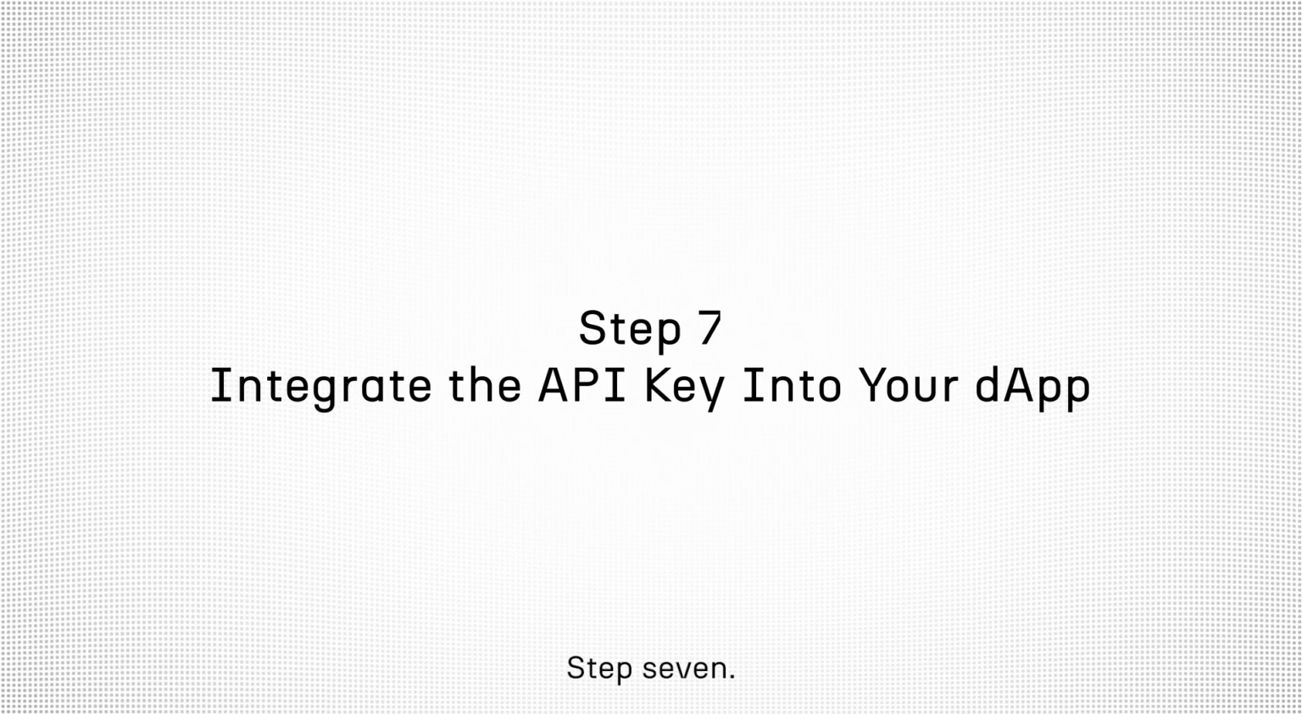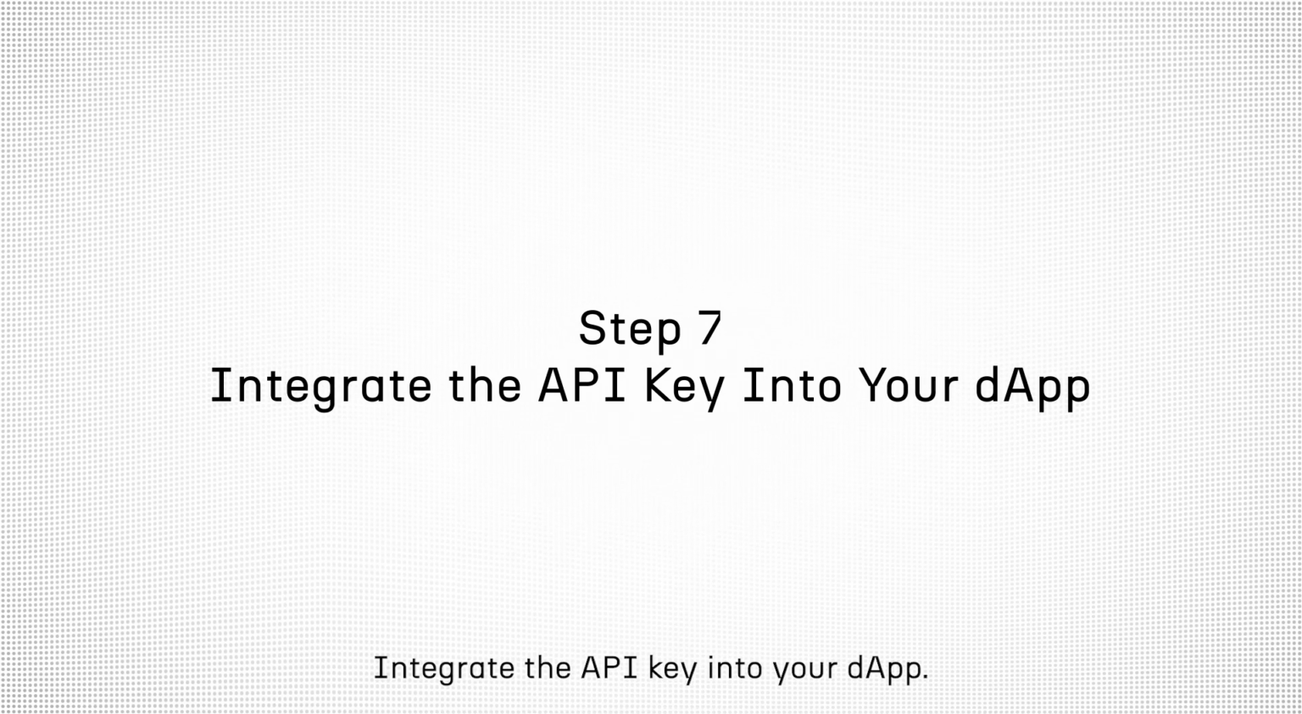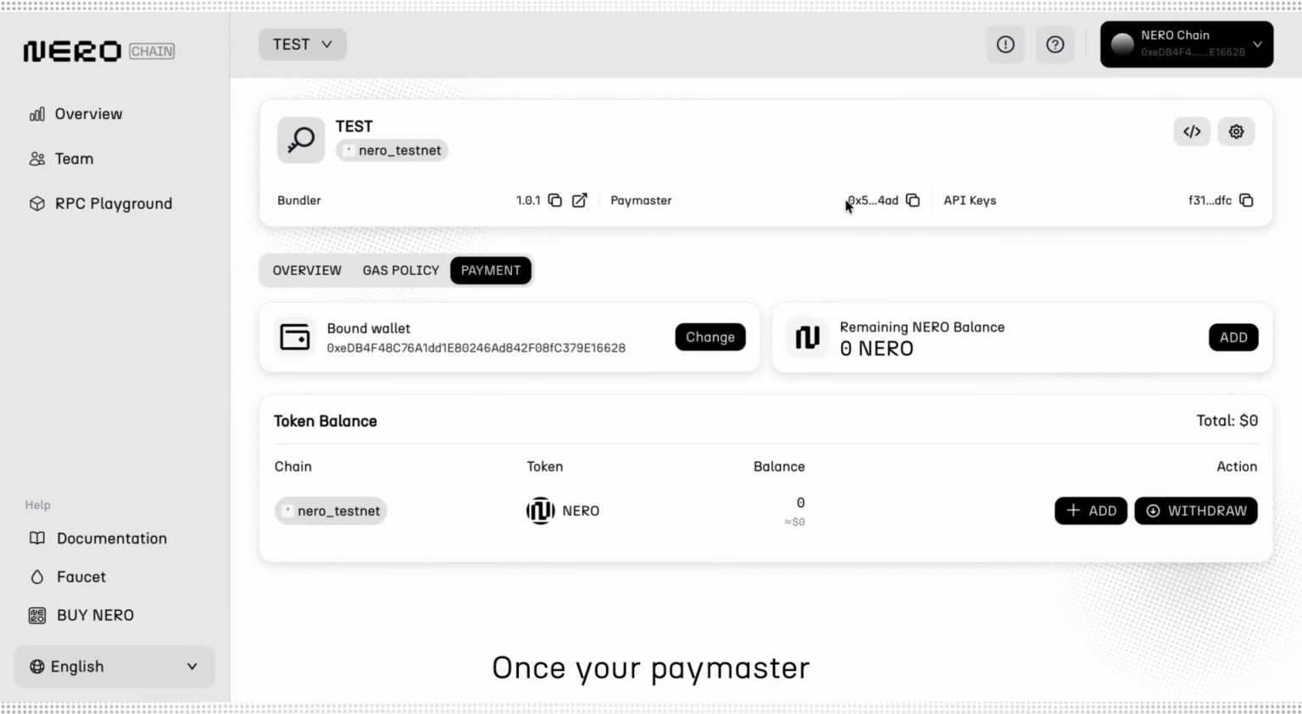Step 7. Integrate the API key into your dApp. Once your Paymaster policies are configured and your API key is funded, integration is straightforward. Simply pass your API key into your UserOp SDK configuration, and every user operation your dApp sends will automatically be routed through your Paymaster, with gas handled exactly according to the rules you've set up.